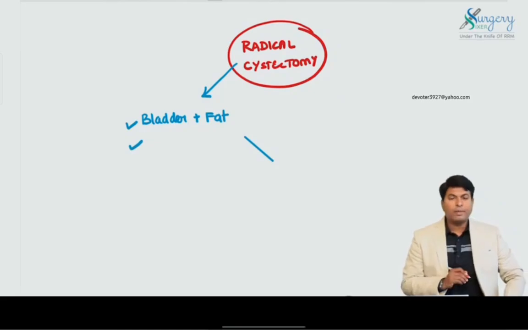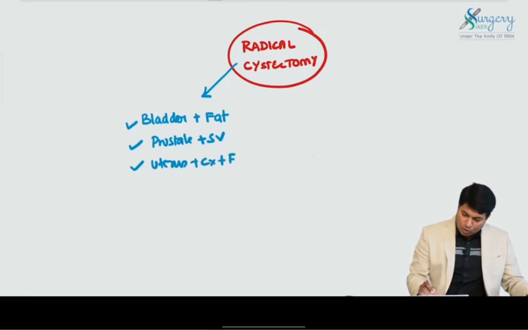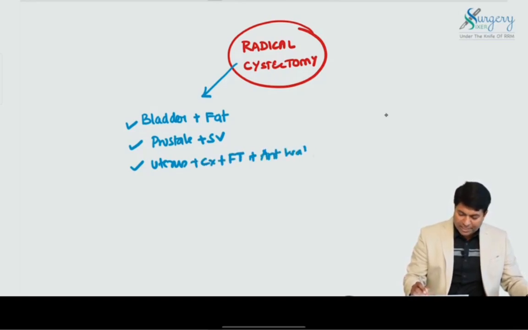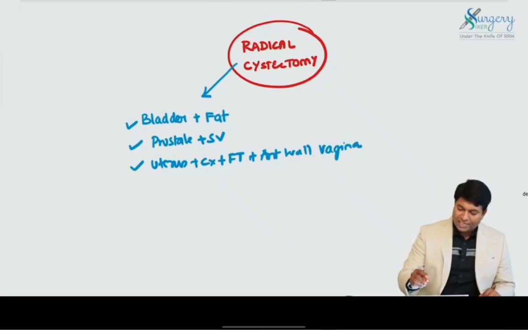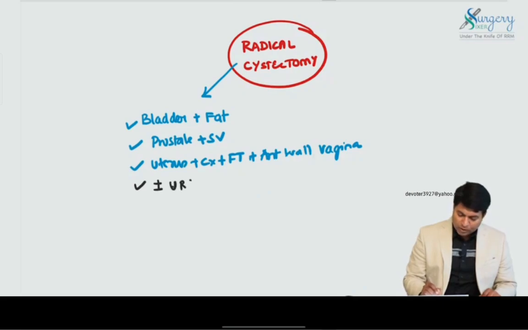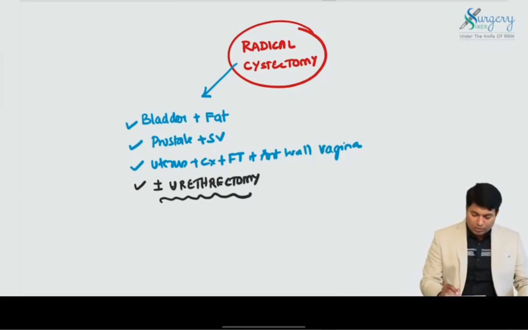Then what else will you remove? We must remove the prostate and seminal vesicles in males, and the uterus, cervix, fallopian tubes and anterior wall of the vagina in females. Plus or minus, we also remove the urethra. If the urethra is also involved or very nearby, we may or may not remove the urethra also. We will also do pelvic lymphadenectomy.